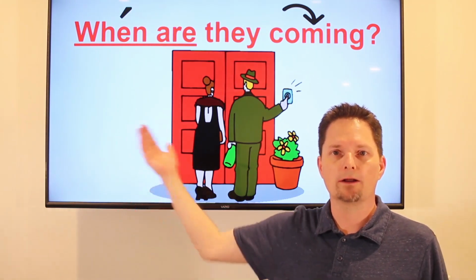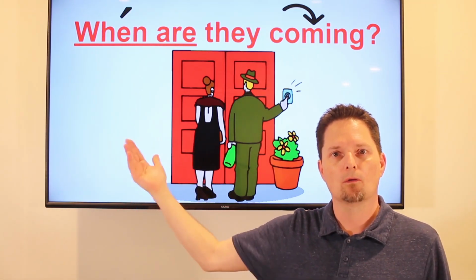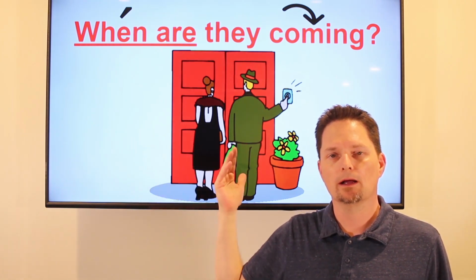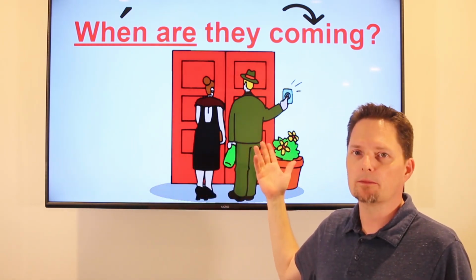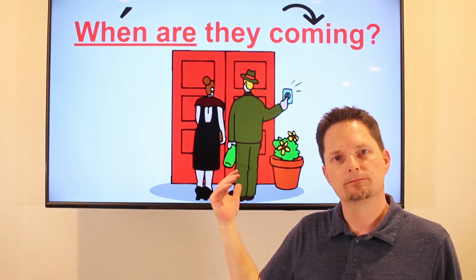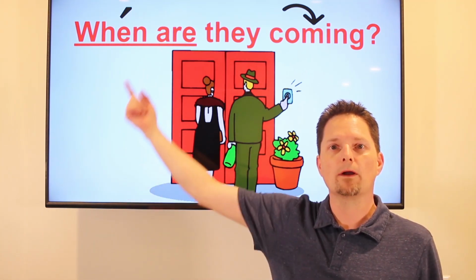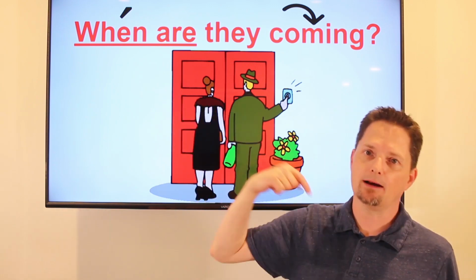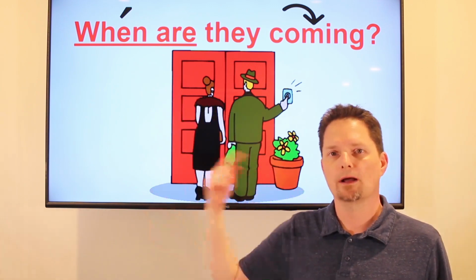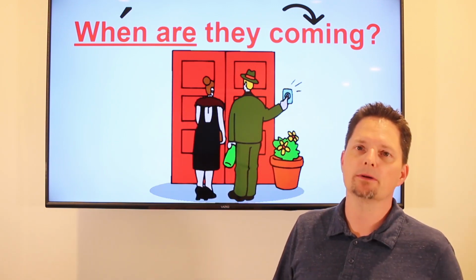Example, when are they coming? Link the words when are together. When are they coming? Stress the first word. It's the important word. When. When are they coming? Intonation goes down at the end. When are they coming? They'll be here in a little bit.